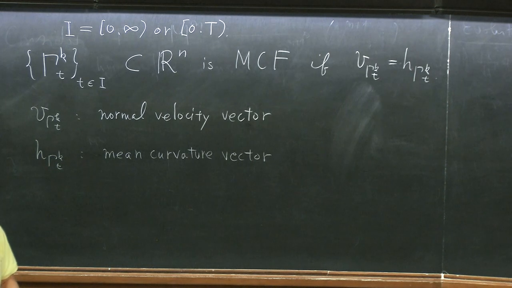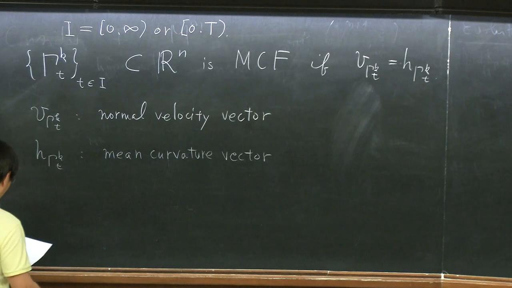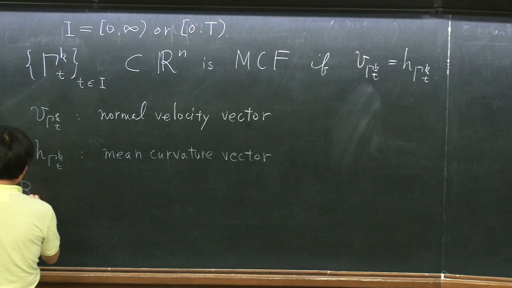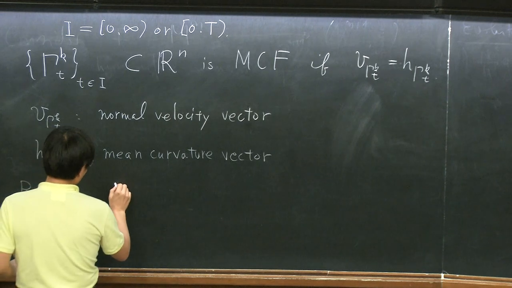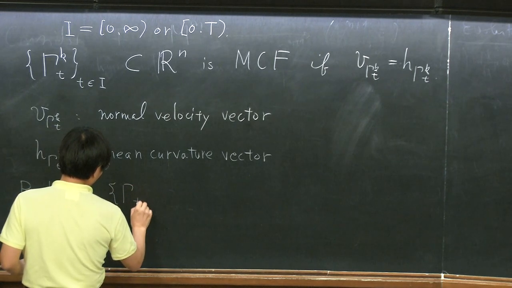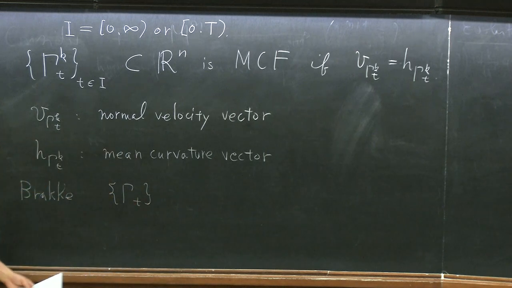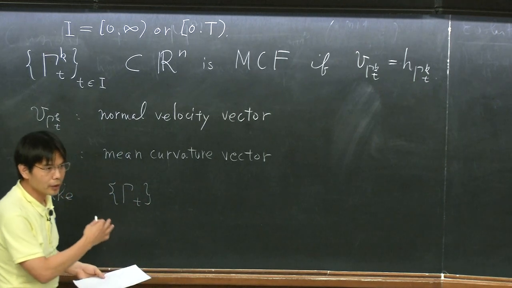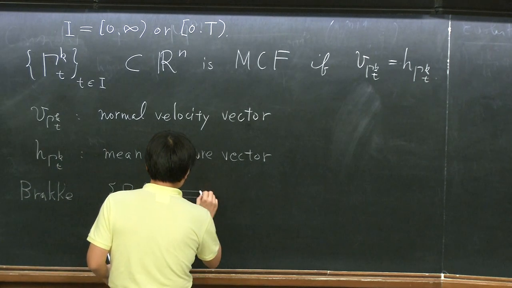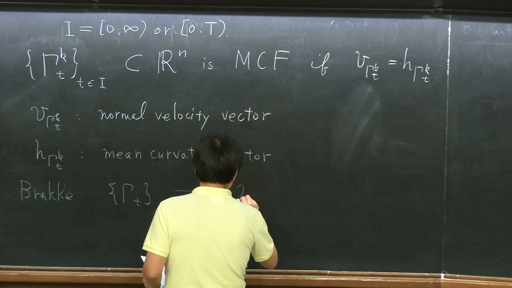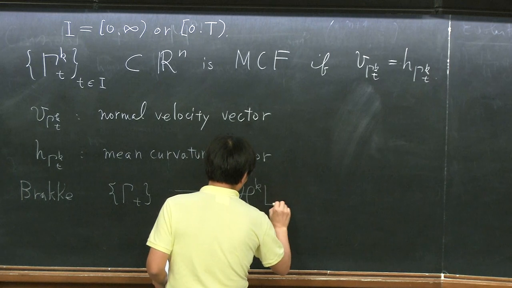Okay, so it is natural to consider certain weak solutions of mean curvature flow, and that's what is called the Brakke flow. Well, there are many notions, in fact, of these weak solutions of mean curvature flow, but the one that I like to talk about is Brakke's mean curvature flow. So the point of view of Brakke's mean curvature flow is the following. Instead of looking at the family of surfaces, it looks at the surface measure instead of the surface itself.